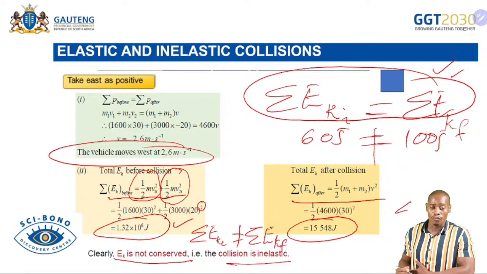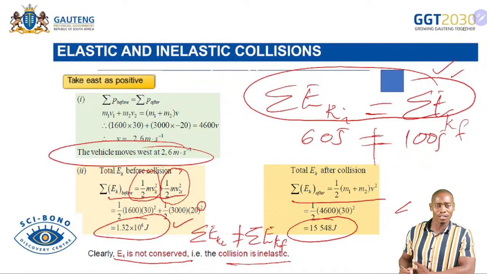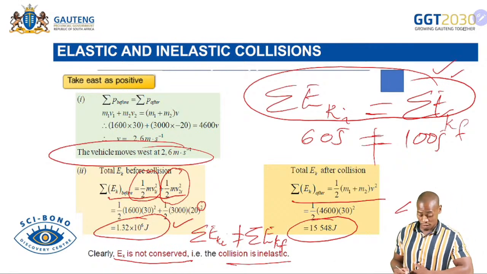So when you prove, this is what you need to do: calculate the total kinetic energy before collision separately from the total kinetic energy after collision. And then you compare the answers. You'll see that the sum of Ek before collision is unequal to the sum of Ek after collision, which means that total kinetic energy is not conserved. So since the total kinetic energy is not conserved, therefore the collision will be inelastic.